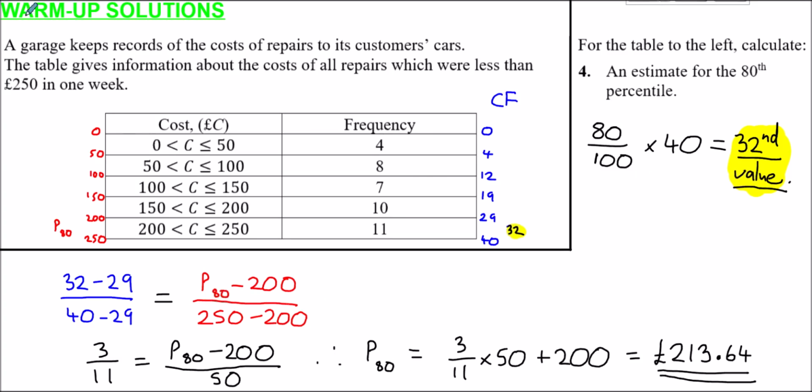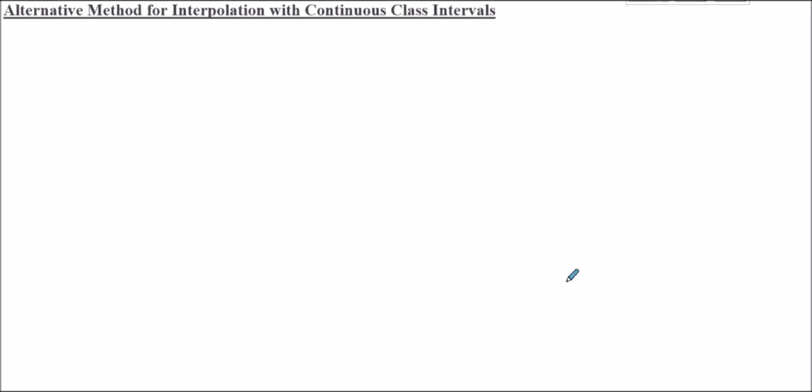So let's reveal this new method. The new method for interpolation with continuous class intervals. This method, for the record, is my preferred way of doing it, but I'll show you this method. You can compare it to the one shown in the previous chapter, and then you can draw your own conclusions about which you prefer. So either this method or the previous one is absolutely fine, just pick your favourite.